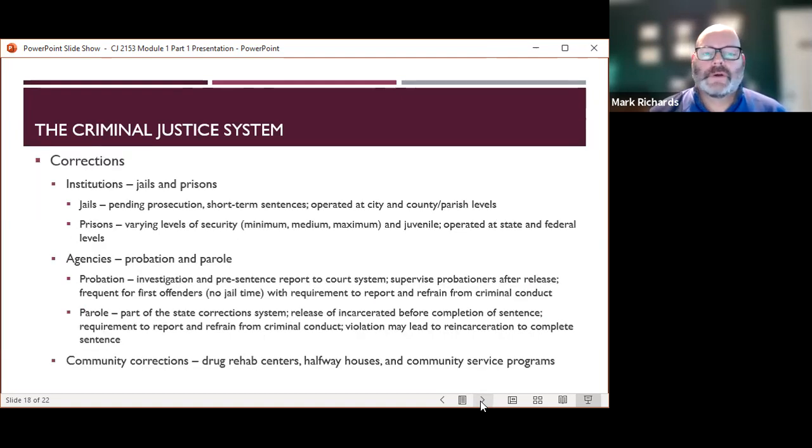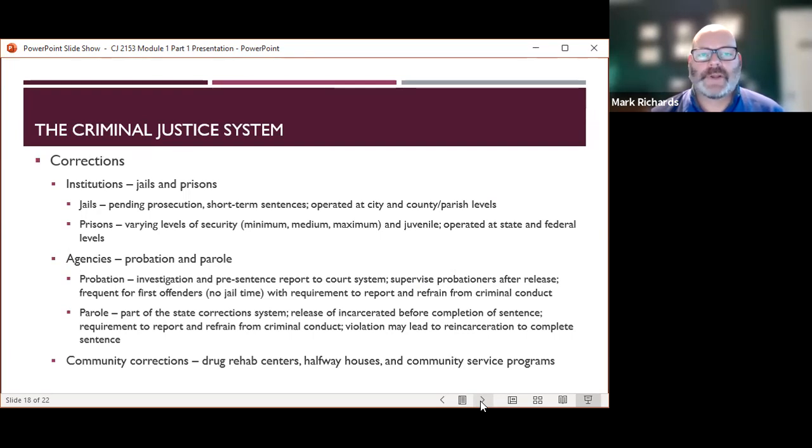The fourth component of the American criminal justice system is the correction system. These are your institutions like jails and prisons. Jails are used when defendants are incarcerated pending prosecution, are serving short-term sentences, and are generally operated at the city or county or parish level. Prisons have various levels of security, including minimum security, medium security, and maximum security prisons.